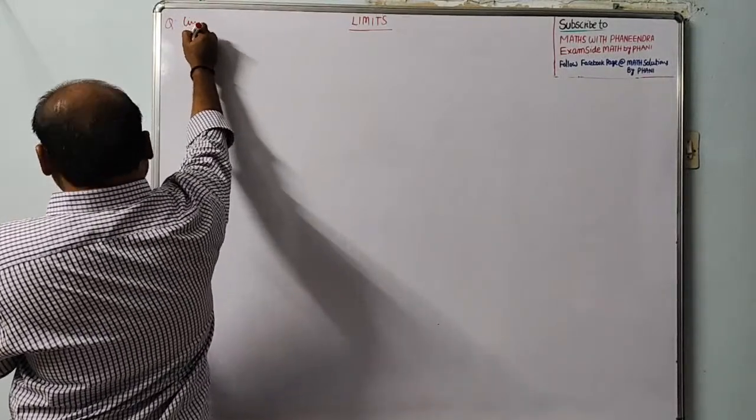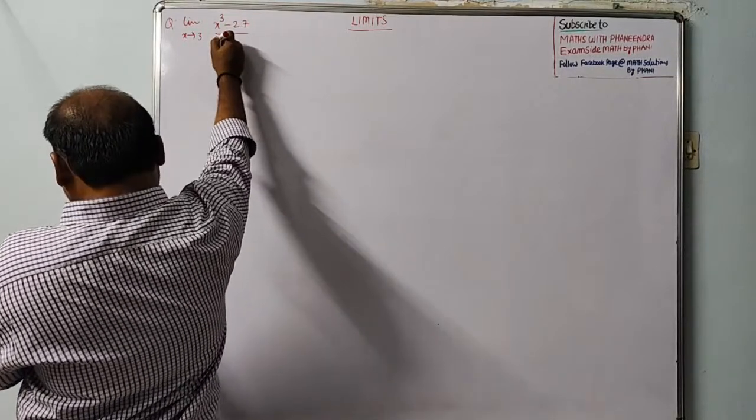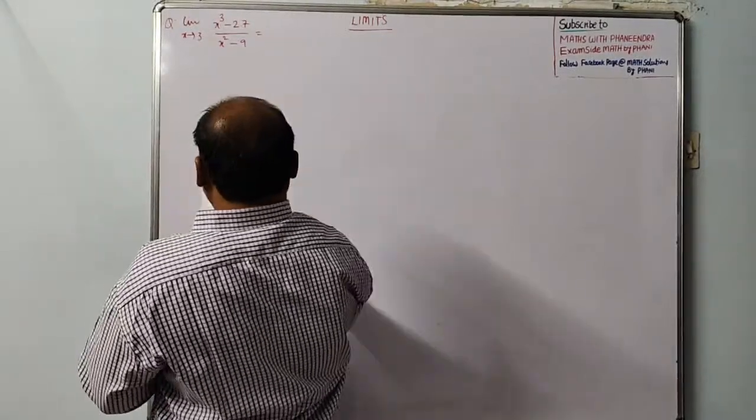Limit x tends to 3, x power 3 minus 27. It is a very easy question, but sometimes they may give in that way.